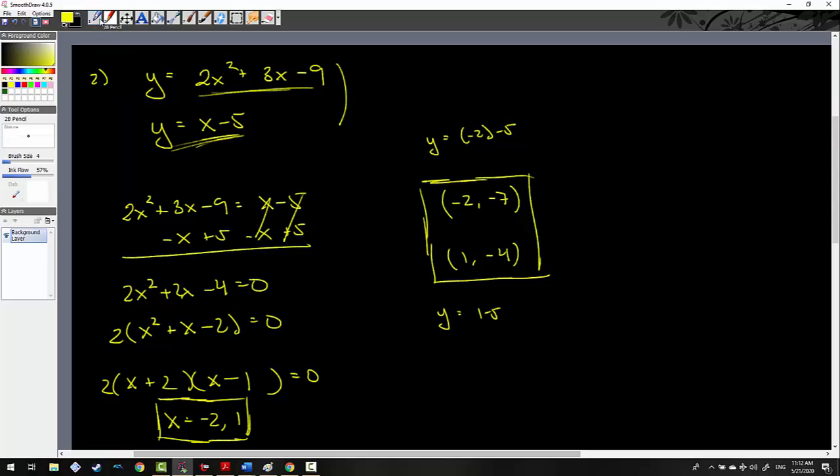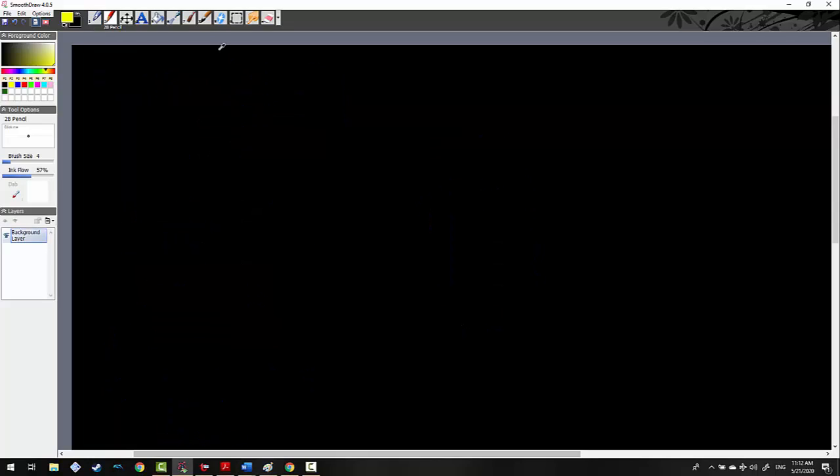Okay. So we've dealt with a couple of two intersection scenarios. Let's see about another one. In example 3 here, I'm going to say y equals x squared minus x minus 2. And then my other equation is going to be y equals x minus 6.